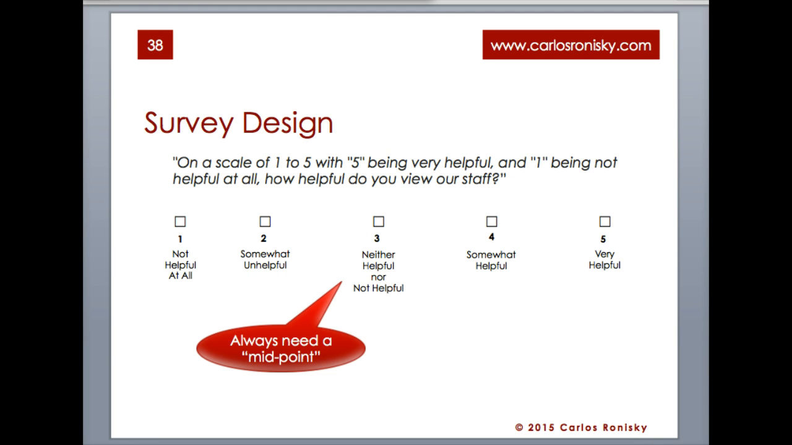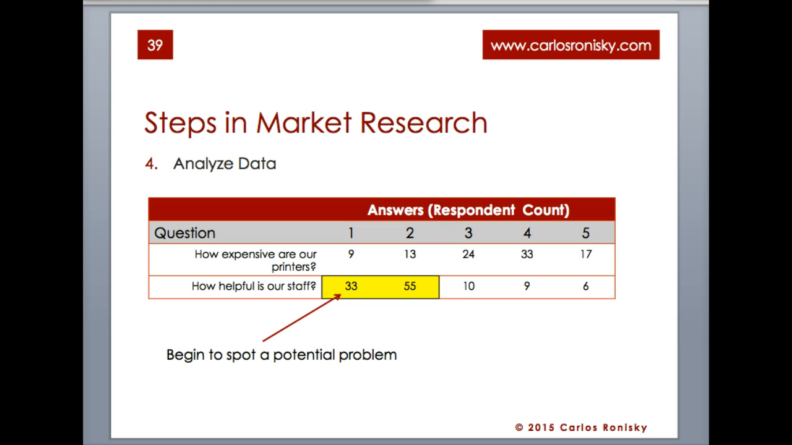Here's another question with a similar type of Likert scale, and what I wanted to highlight here is the importance of always having a midpoint, because some people are going to be neutral on the question. They're not going to be swayed to one extreme or the other, as we see in this question. And so you've designed the survey, you've sent out the survey, you've deployed it, and now you've got your results back, and you're ready to do step 4 in the process, which is to analyze the data.